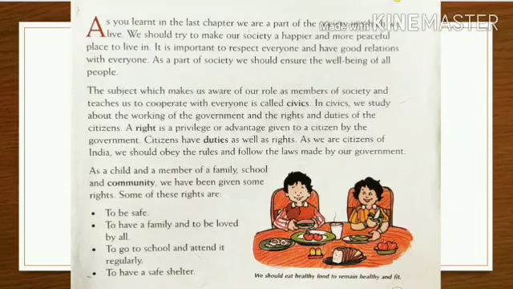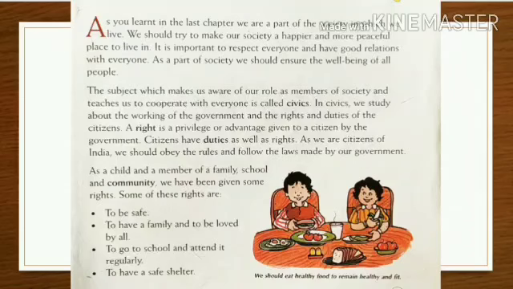So, as a member of a society, it is our responsibility to make our society a happier and peaceful place. And it is also equally important to respect each and everyone, to have good relations with everyone. We should work for the betterment, for the well-being of all people. We already know this, isn't it? We have learned this many times, and I hope you follow this.